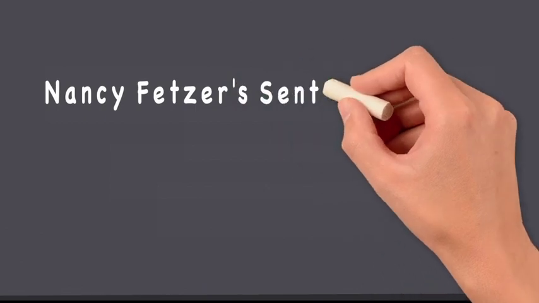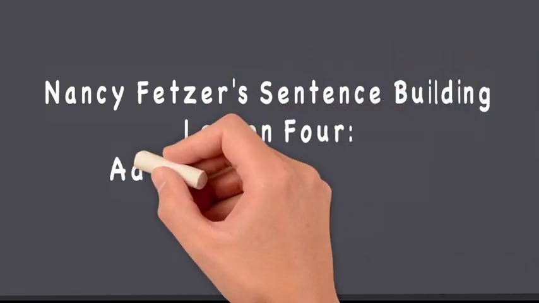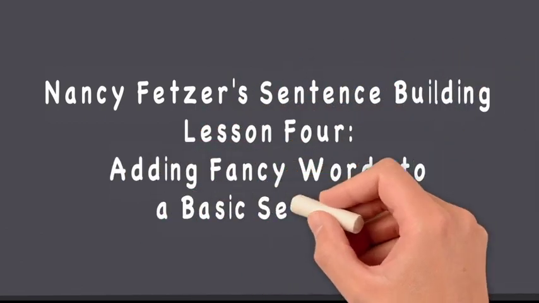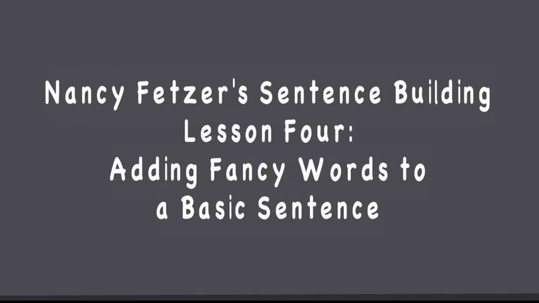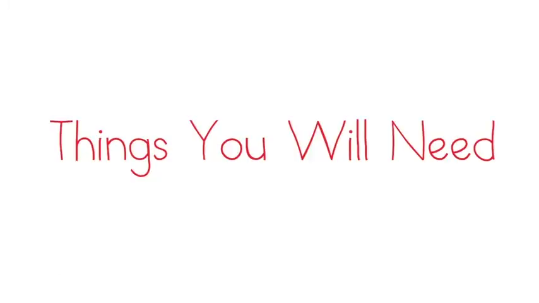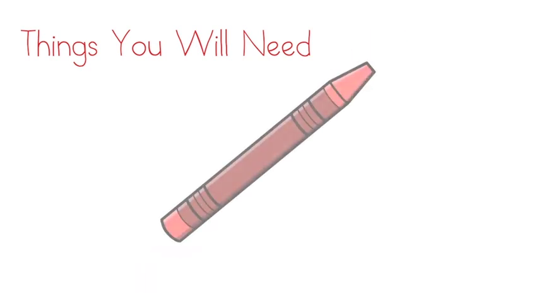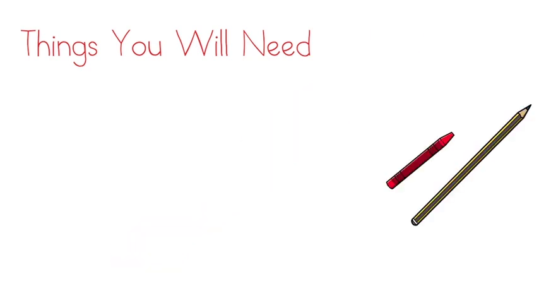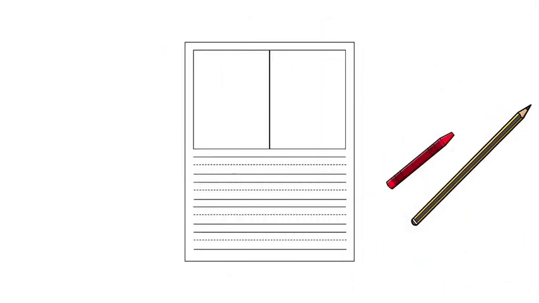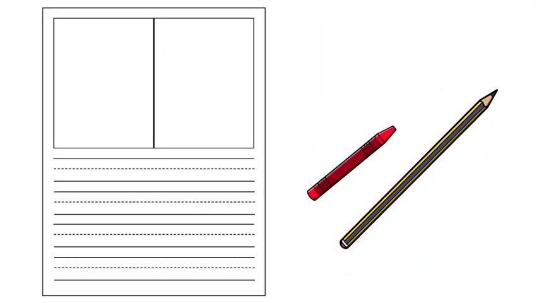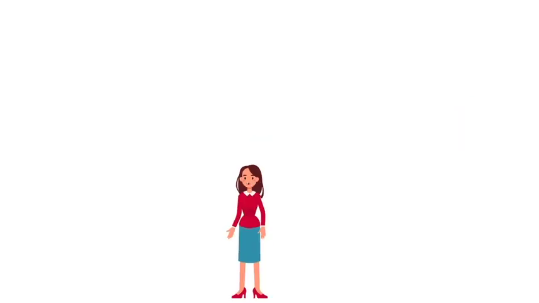Nancy Fetzer's Sentence Building. Lesson 4. Adding fancy words to a basic sentence. These are the things that you will need: a pencil, a red crayon, and your basic sentence organizer number 1.